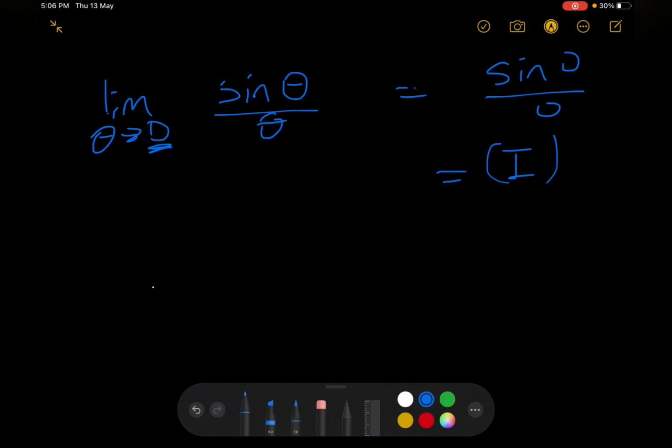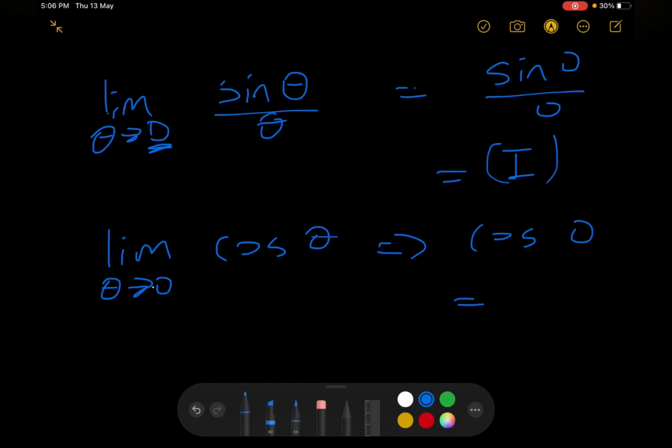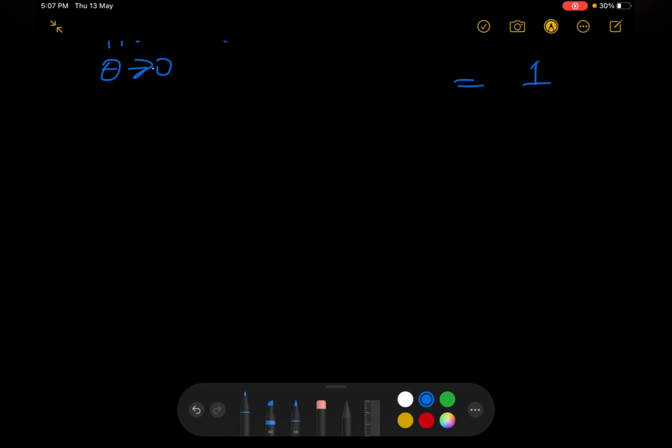Cos theta. The limit of cos theta as theta approaches 0, if we are to plug in the 0, cos 0, we would get 1. So this one, we can do a direct substitution and we get 1.